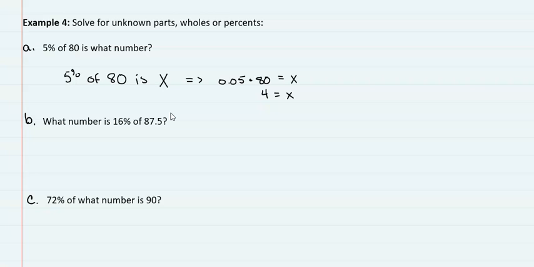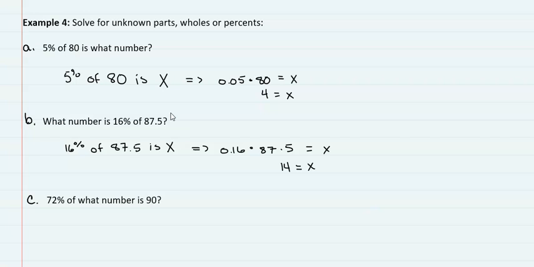All right, the next one, what number is 16% of 87.5? So you're going to set this up as 16% of 87.5 is x. All right, now we're going to make it algebraic, and we're going to say 0.16 times 87.5 equals x. So 0.16 times 87.5, you just put that in your calculator. You don't have to rearrange anything, and you get 14 equals x.